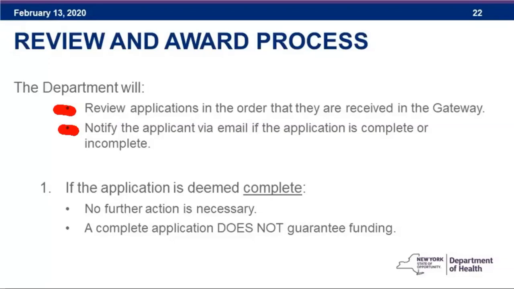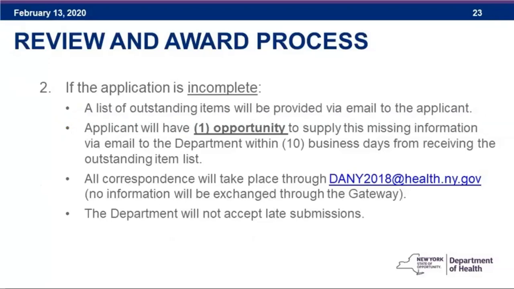So for example, if the application comes in and it's complete, no further action is going to be necessary on your part as an applicant. Your reviewer will send you an email letting you know that your application is complete, and then you're just going to sit tight until we start to announce when the awards will be made. Your reviewer is going to be very important to you, so when they reach out, please be responsive to them. Please read the emails that they're sending you.